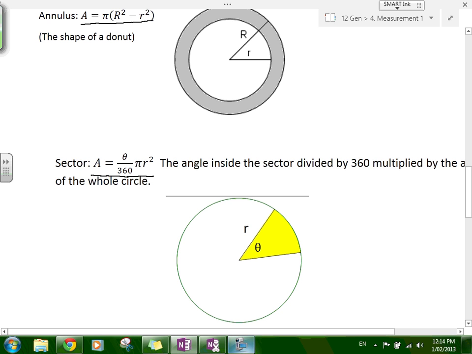A equals theta, which is the angle inside the sector, over 360. It's theta over 360. That's working out what fraction of the circle the sector takes up. And then you multiply it by the total area of the circle, which is pi r squared. So theta over 360 multiplied by pi r squared. The angle inside the sector divided by 360 multiplied by the area of the whole circle.